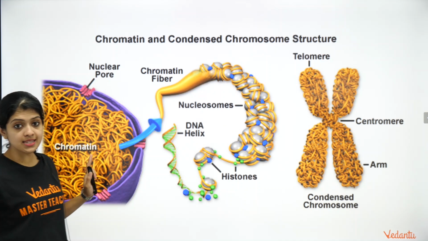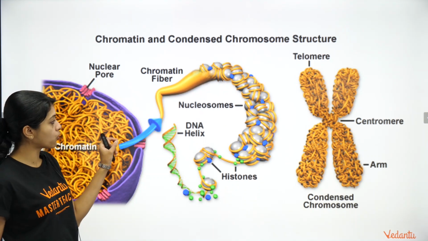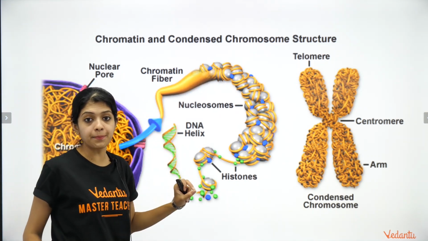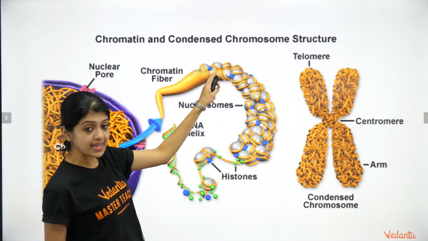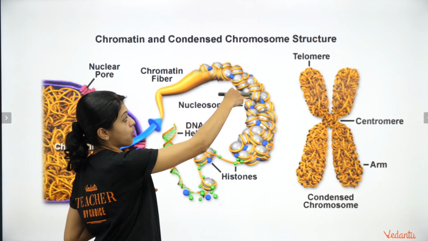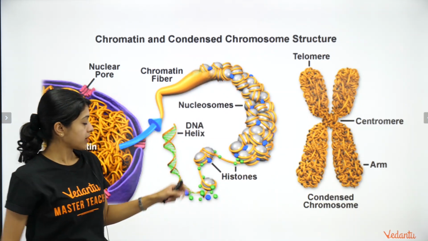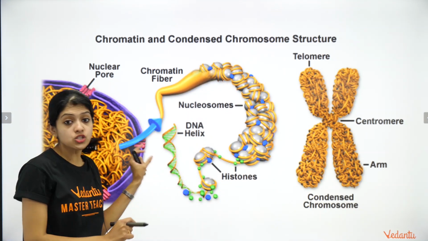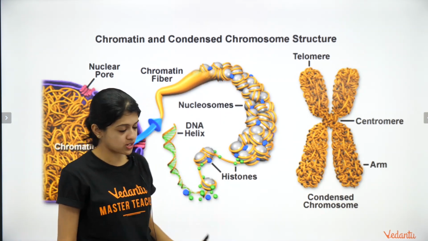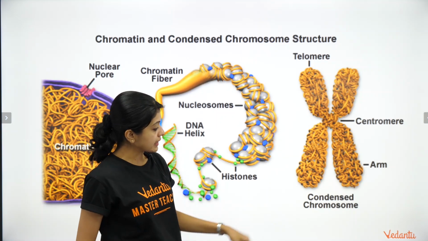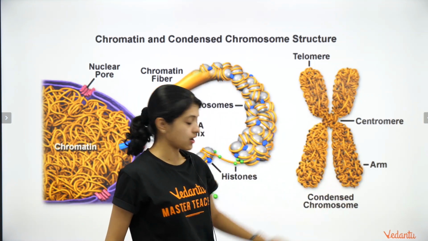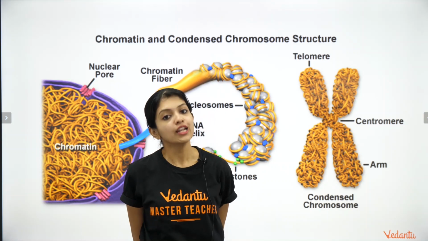We have the chromatin inside the nucleus. We have the nuclear pore. I pull out a chromatin fiber through the nuclear pore, and you can see that I'm winding it around the histone proteins. This is the DNA helix. If I zoom into it, basically it's made up of DNA, which is what is coiled around the histone proteins. And ultimately, this is what the condensed form of the chromosome looks like.